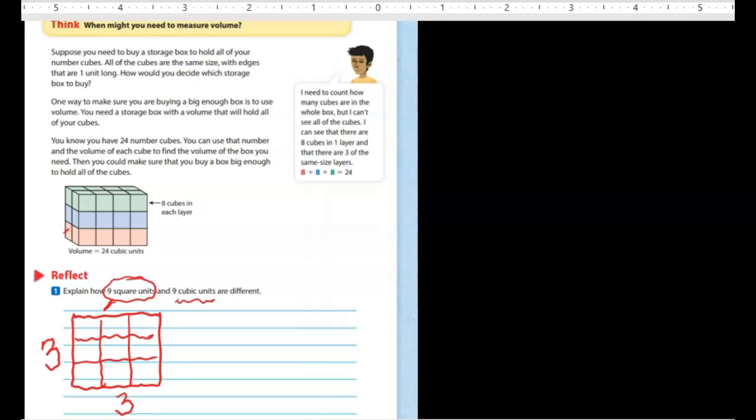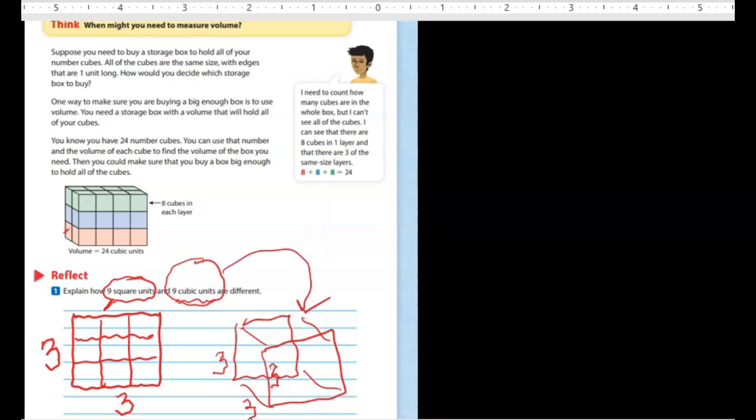But if I'm doing cubic units, it has to be a 3-dimensional shape. So I draw that 3-dimensional shape. And I know that this is 3, this is 3, and it's 3 tall. So 3 times 3 times 3 means I could have 27 units down in there. So when we see cubic units, we know that we're dealing with 3 dimensions, and when we use square units, we're dealing with 2 dimensions. Okay, next page.